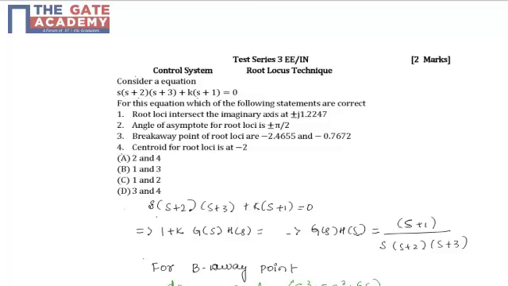Hello, the given question is from test series 3, subject control system, chapter root locus techniques. The given question is, consider an equation. This is the equation. For this equation, which of the following statements are correct?